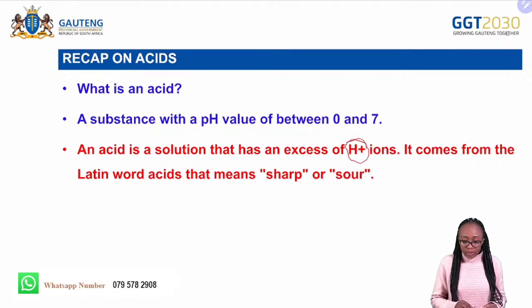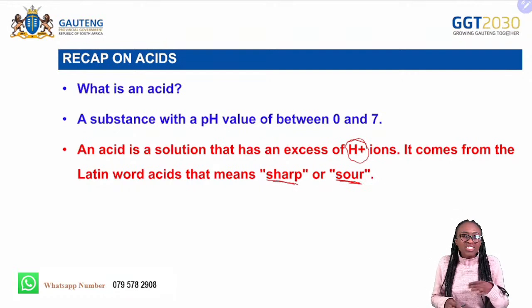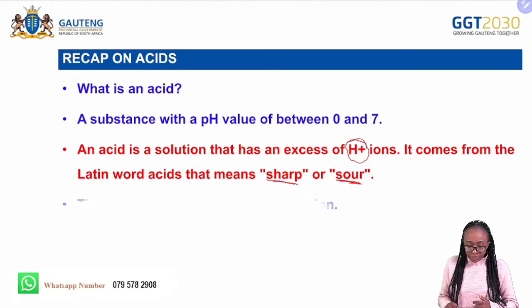The name acid actually comes from the Latin word for sour or sharp, because acids generally have that sharp or sour taste. Have you ever tasted vinegar? That taste. Vinegar is actually an acid. If you haven't, just try and taste it, then you get that sour and sharp taste. That is an acid.